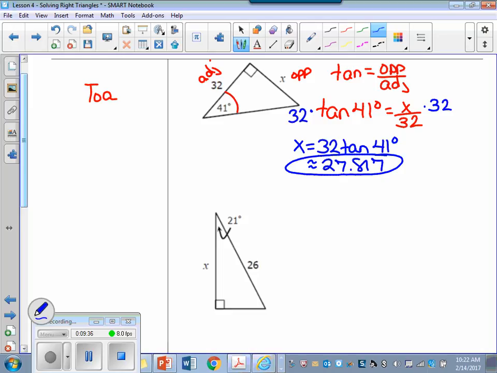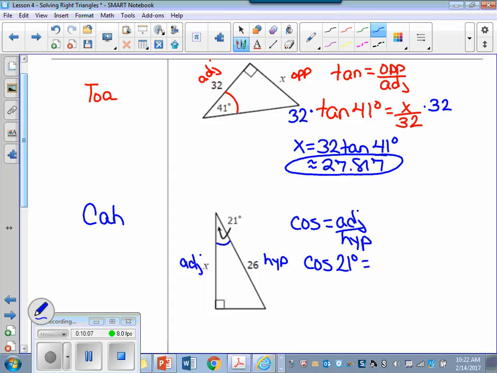All right, next up, I have a 21-degree angle here. Let me see. Here's my opposite. Here's my hypotenuse. And here's my adjacent. What trig ratio uses adjacent over hypotenuse? Cosine. Cosine is adjacent over hypotenuse. So the cosine of 21 degrees equals x over 26.